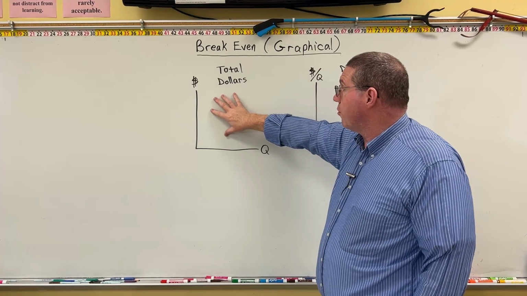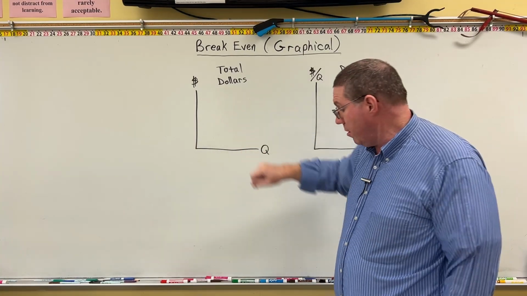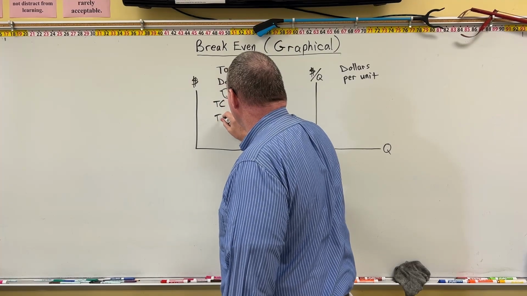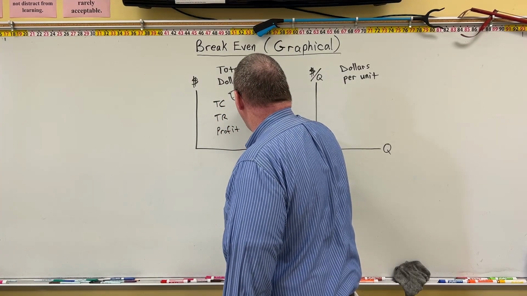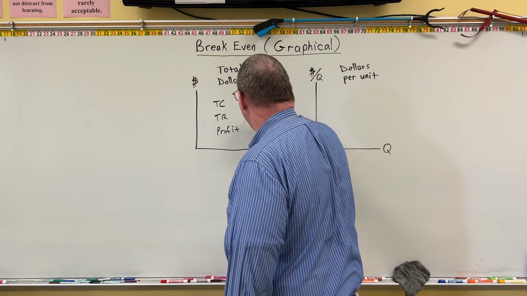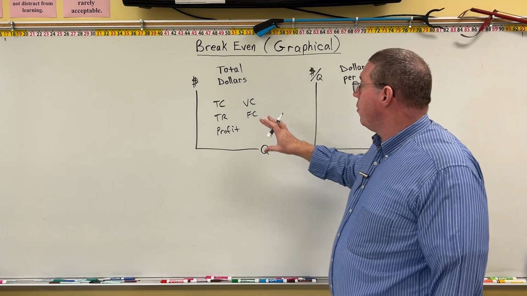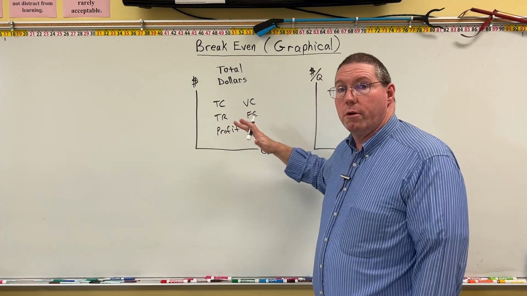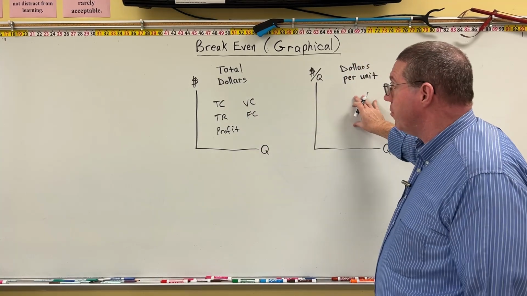We can use the total dollars graph to understand things like total cost, total revenue, profit, variable costs, and fixed costs. Okay, and this is useful for understanding and for identifying very important points. And these two graphs are related to each other.